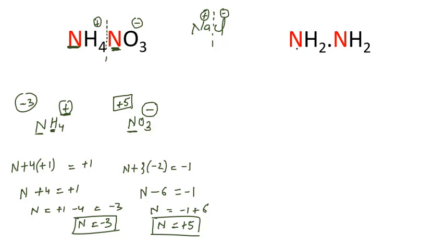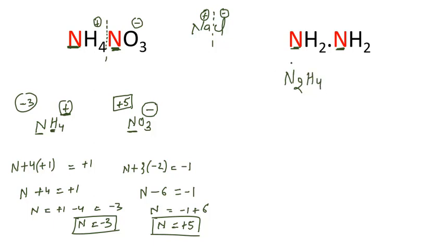Next compound is given here. This nitrogen and this nitrogen, both nitrogens are in the same environment. This nitrogen is attached to hydrogen and this nitrogen is also attached to hydrogen. It means each one will show the same oxidation number. Well, if we simplify it, how many nitrogens are there? There are 2 nitrogen. How many hydrogen are there? 4 hydrogen. We can mention this compound in this form also.